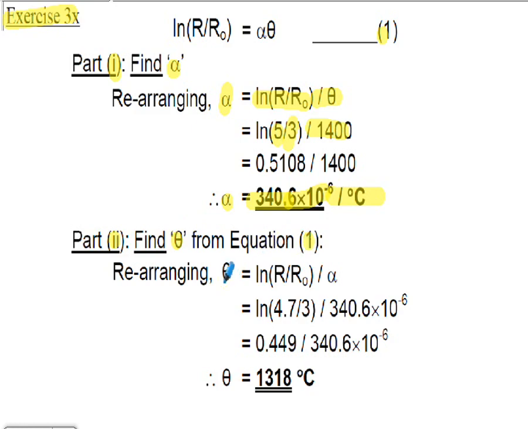So now rearranging equation 1 for theta, we simply divide both sides by alpha. So theta is equal to ln of R divided by R0, divided by alpha. Put in the values. This time the R is 4.7, the R0 is still 3, and we're dividing it by the alpha, which is from part 1 above. Again, doing the numbers on this, we find that theta is equal to 1318 degrees C. Again, I'll let you check the figures.